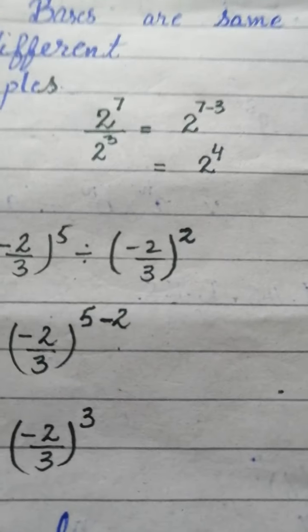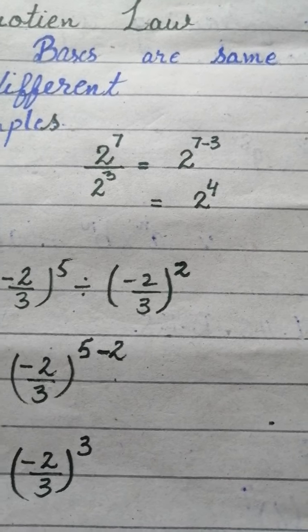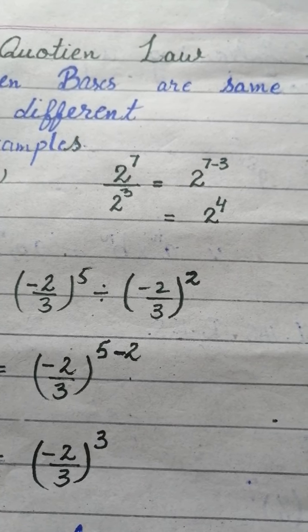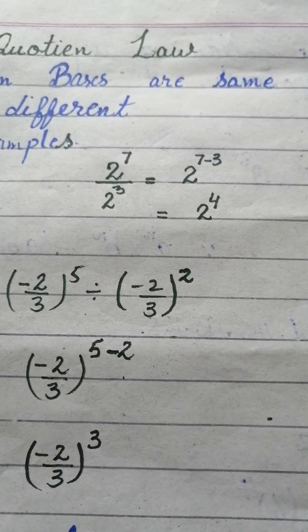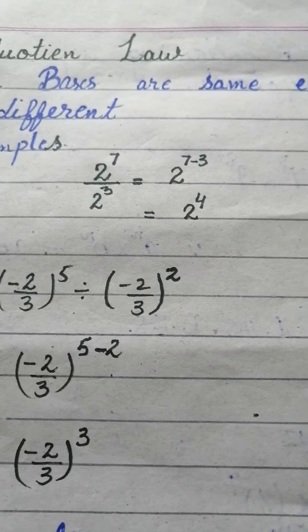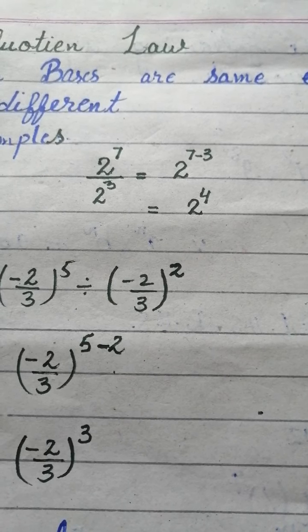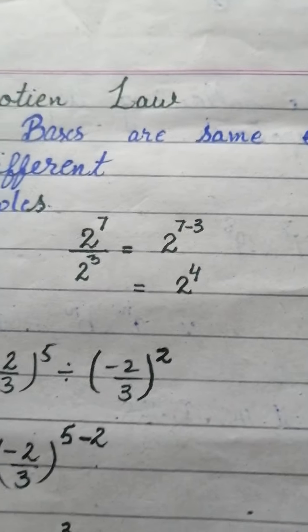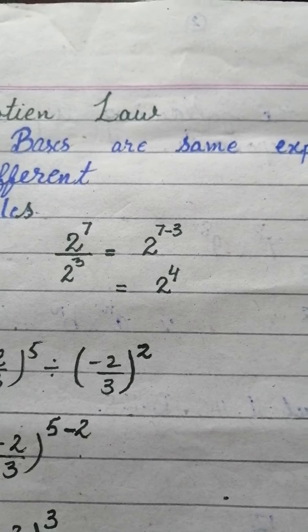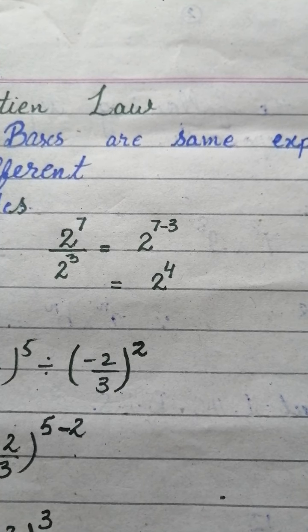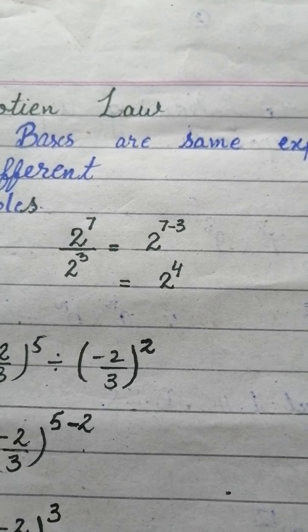Let's see the example. You can see here 2 raised to power 7 divided by 2 raised to power 3, because quotient is the division, so we write it in the division form. When bases are same and exponents are different, 7 and 3 are exponents, so we just subtract their exponents and base remains unchanged. 7 minus 3 will be equal to 4.